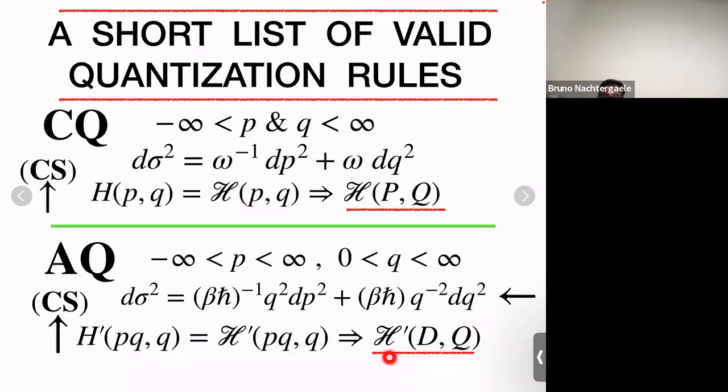Now, here's the short list of valid quantization rules. P and Q between plus and minus infinity.